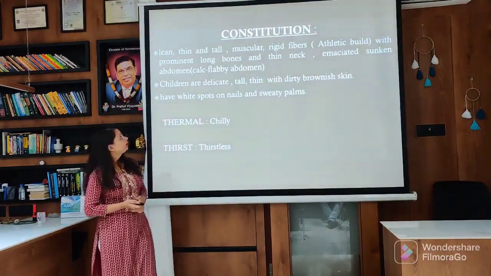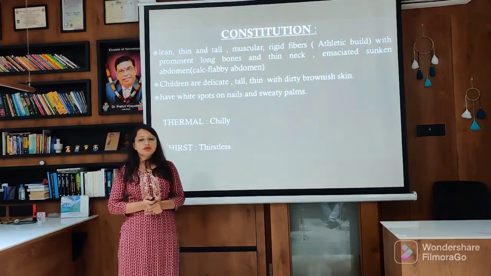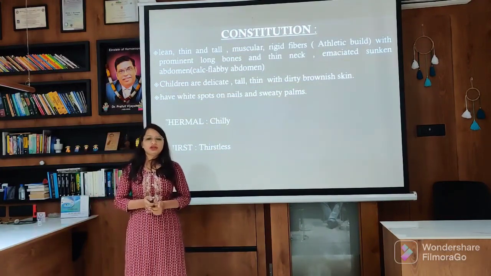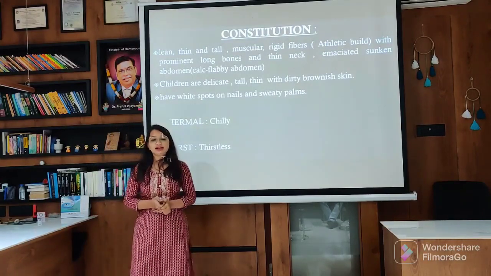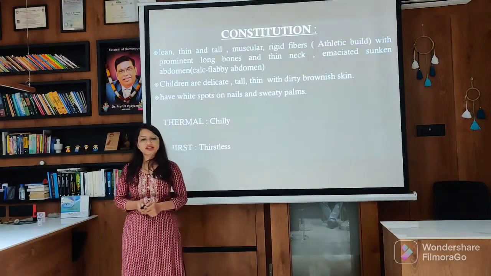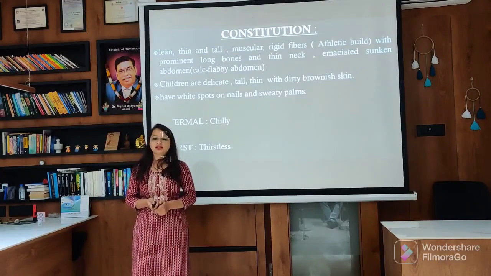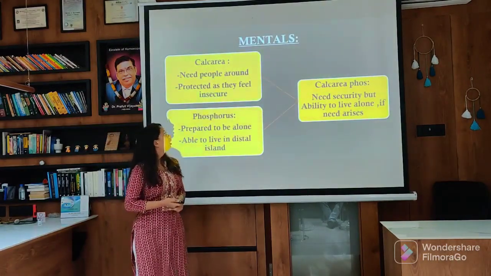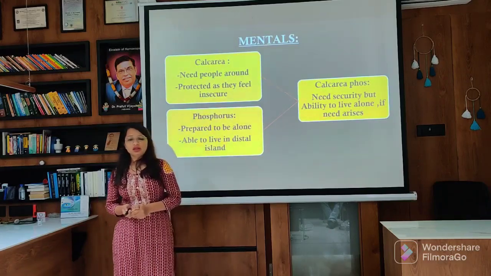Constitution: lean, thin, muscular, rigid fiber, athletic build, with prominent long bones and a thin neck, emaciated, sunken abdomen. Calcarea carb has a flabby abdomen. Children are delicate, tall, thin, with dirty brown skin, white spots on the nails and sweaty palms. Thermal: chilly, thirstless. Mental: Calcarea gives the need for people around, protection, as they feel insecure.